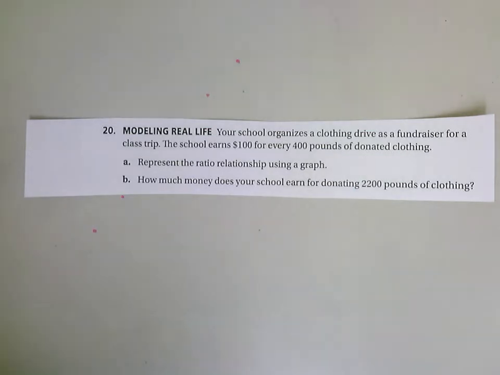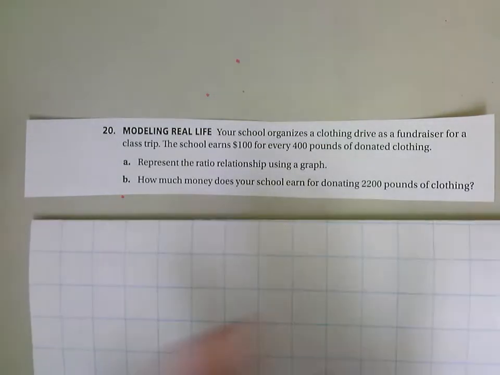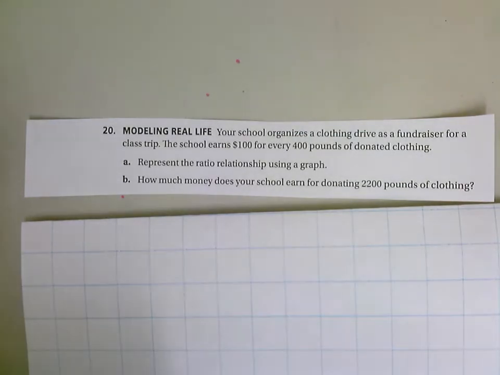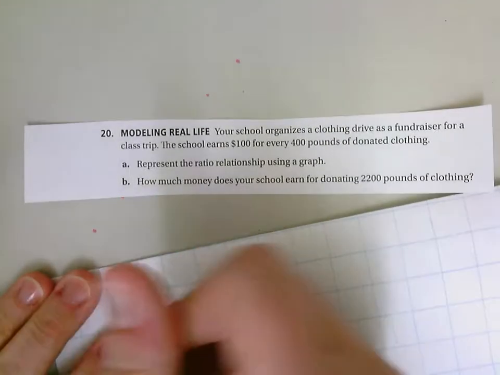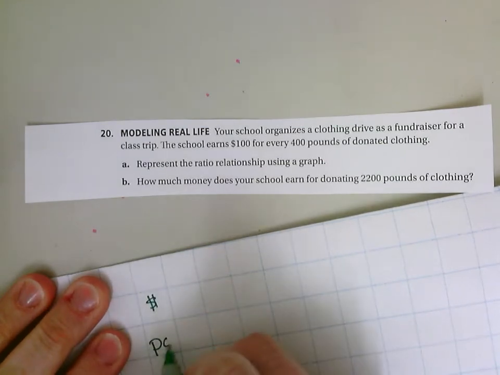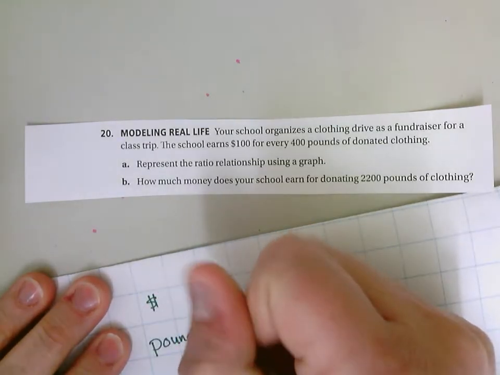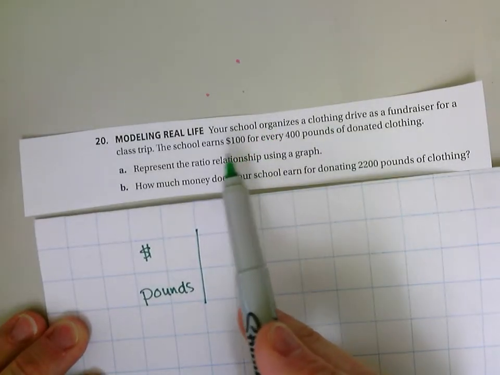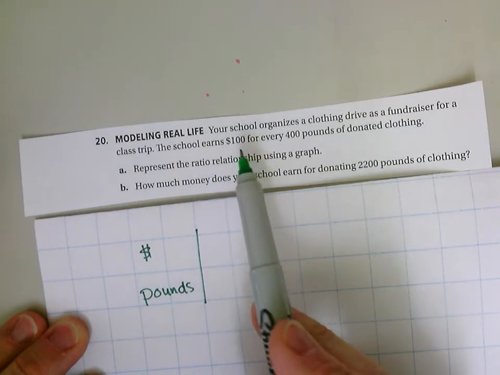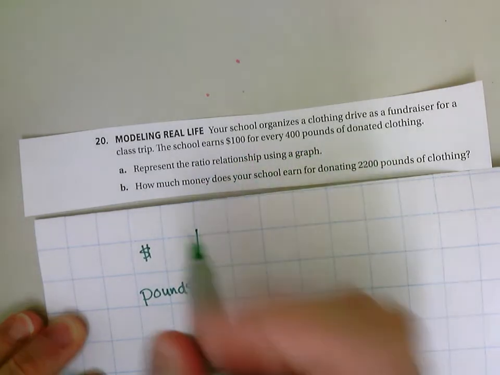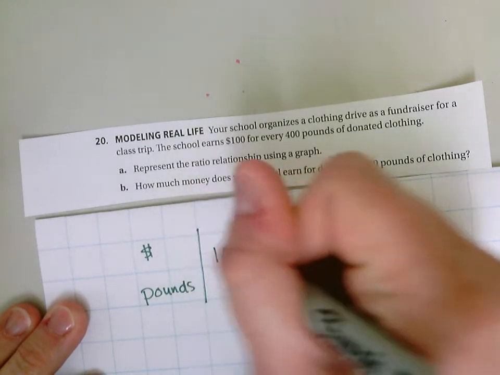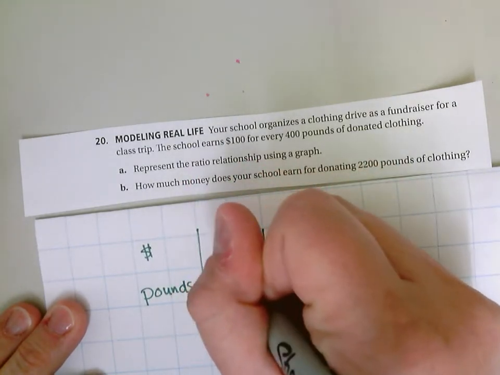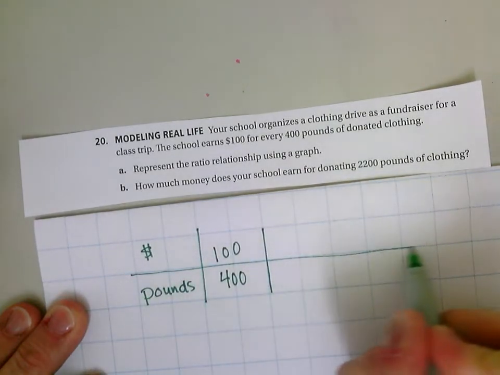The first thing I'm going to do is make a ratio table to go along with our problem here. I have two things that I'm talking about: dollars and pounds. It says the school's going to earn $100 for every 400 pounds of clothing. So I'm going to have $100 for every 400 pounds.